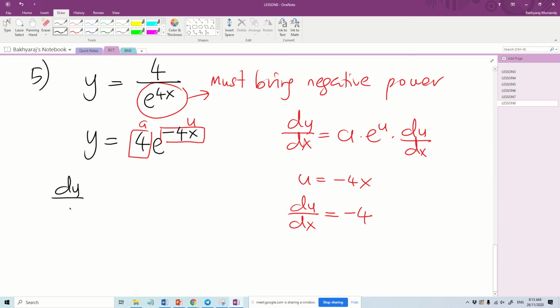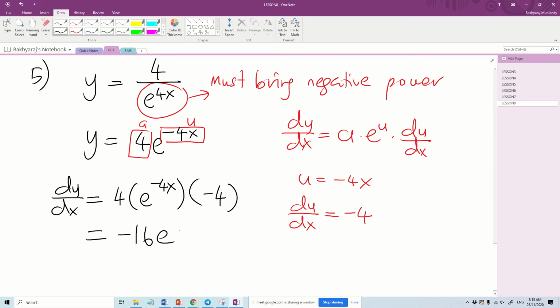Okay, so then you can go for the answer. Dy dx will be equal 4 times exponent negative 4x times negative 4. So which gives you negative 16 exponent negative 4x.